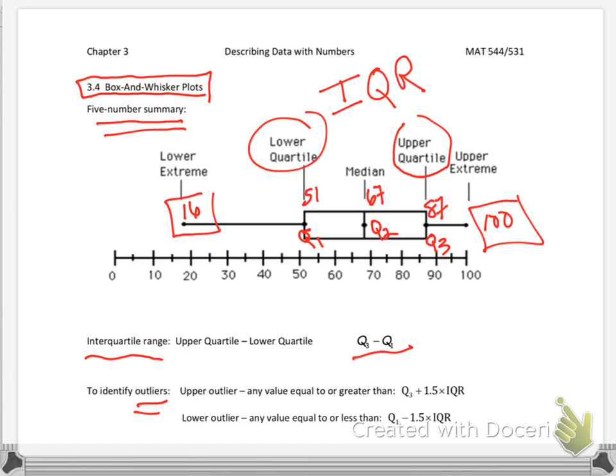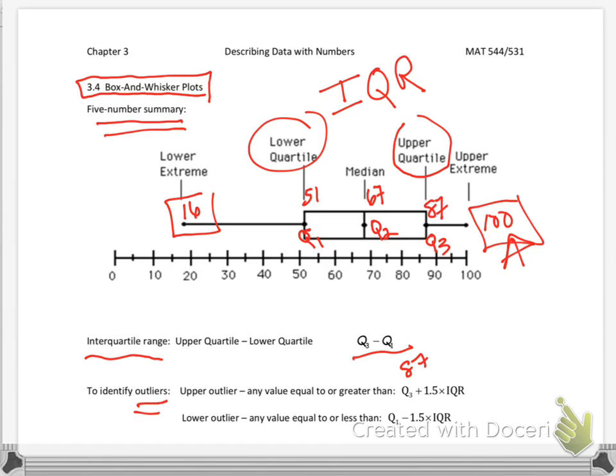To identify if you have a high-end outlier, you would take the Q3, which in this situation is 87, and then add 1.5 times the interquartile range. If that number was less than 100, then I would say that my 100 is an outlier. Okay? Let's look at a lower outlier.